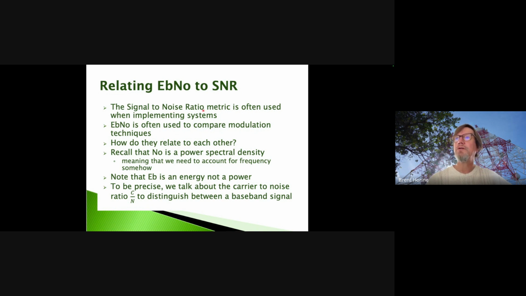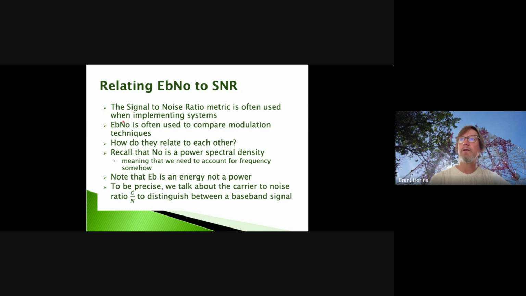But the signal noise ratio metric is what I use if I'm implementing at the circuit level or system level, trying to figure out what kind of noise figure I need for my first stage amplifier in the receiver, what we call a low noise amplifier, an LNA. Then I'm typically working with signal noise ratio. So how do they relate to each other?